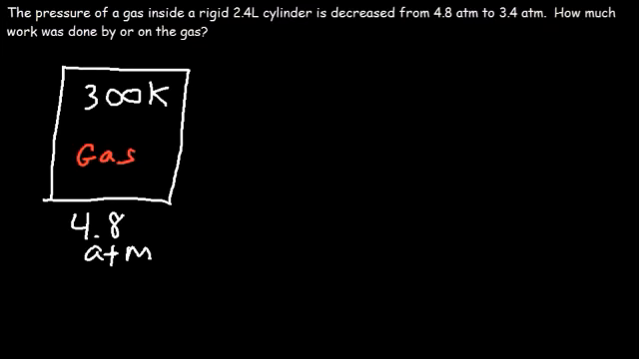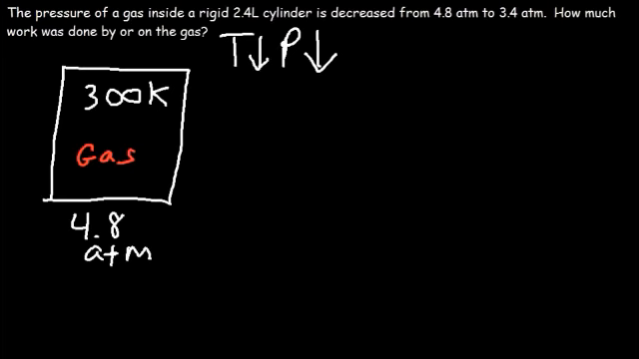Now the volume is constant because we have a rigid cylinder. The cylinder has a fixed volume of 2.4 liters. So therefore this is an isochoric process. Under constant volume, the only way to really decrease the pressure is to decrease the temperature.